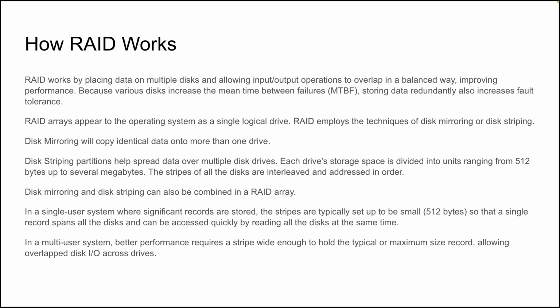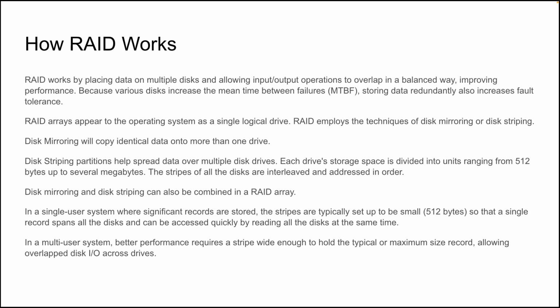Disk striping partitions help spread data over multiple disk drives. Each drive's storage space is divided into units ranging from 512 bytes up to several megabytes. The stripes of all the disks are interleaved and addressed in order. Disk mirroring and disk striping can also be combined in a RAID array.